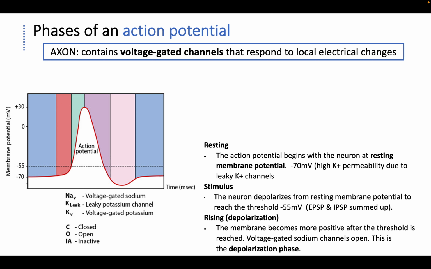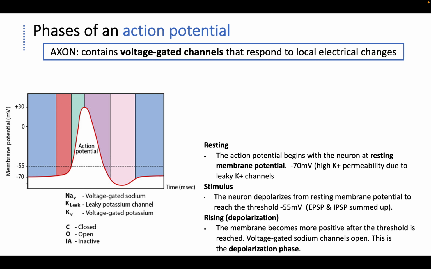Okay. So you're resting. You then have some type of stimulus arrive, and this stimulus is going to be a graded potential. It's going to be an EPSP, an IPSP, or some combination of the two. You summate them, and again, if you get to threshold, you get your action potential, and if you don't, then you don't get your action potential. All right. So the first phase of the action potential would then be our rising, or what we'll call our depolarizing phase.